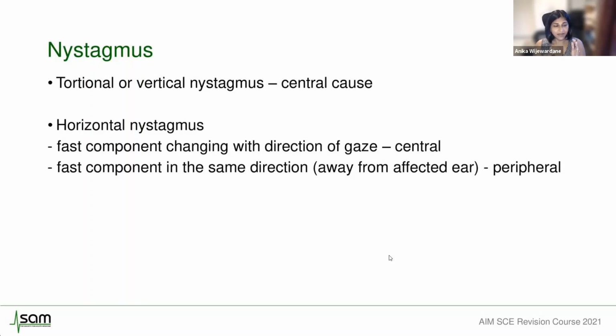And then if the fast component was in the same direction, irrespective of the direction of gaze. So for example, if he had right labyrinthitis, he looked to his right, the fast component would be to the left. And if you look to the left, the fast component would stay to the left. So the fast component of the horizontal nystagmus will stay in the same direction and usually away from the side of the affected ear in a peripheral cause of vertigo. So I think that slide is just worth knowing.